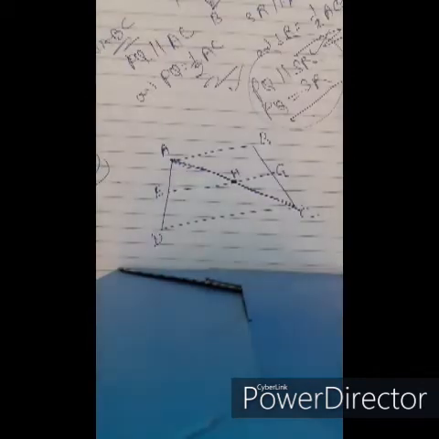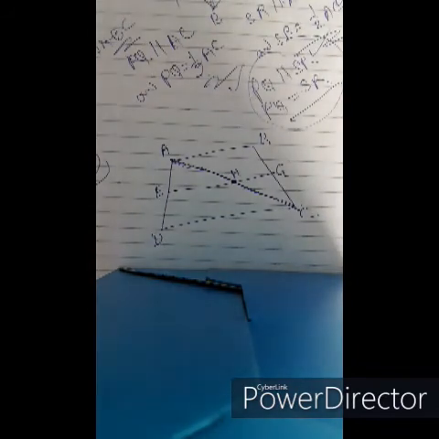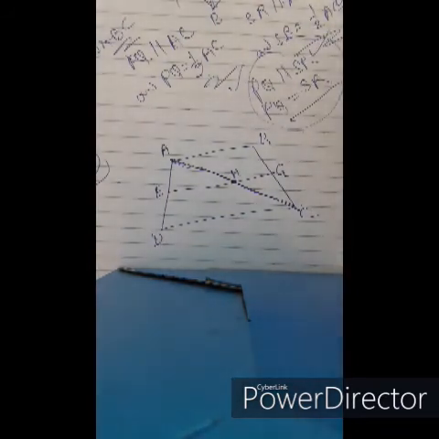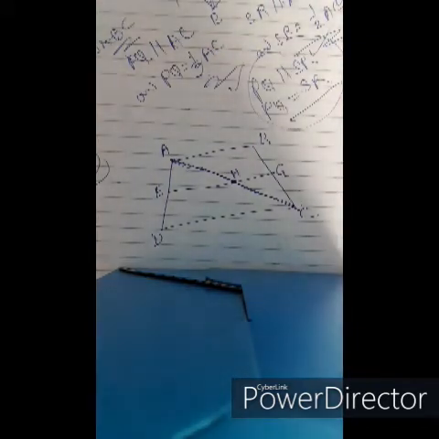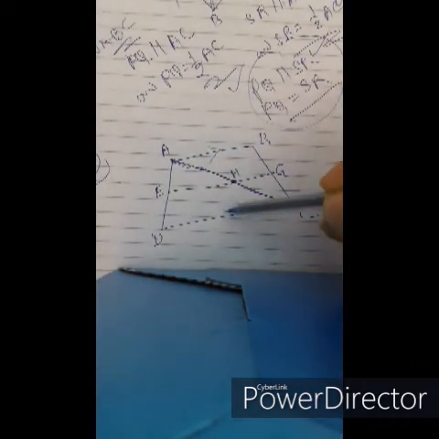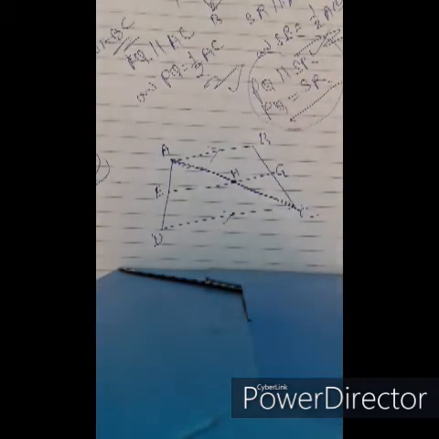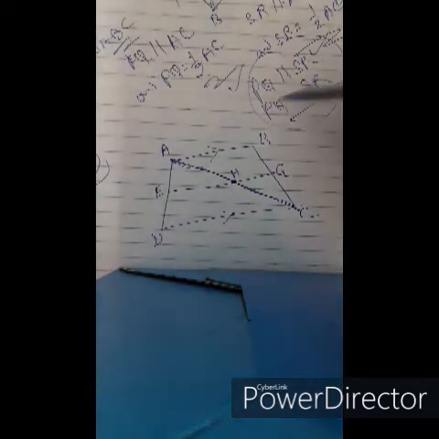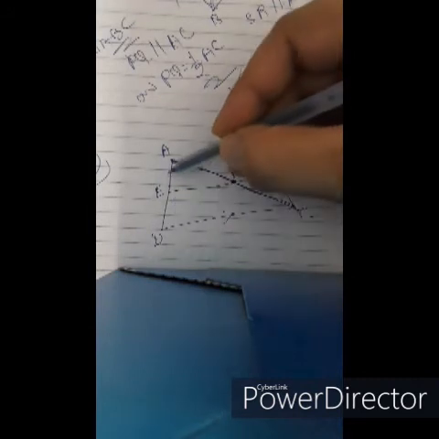Coming to the second problem, we have ABCD as a trapezium in which AB is parallel to side DC, and E is the midpoint of side AD, that makes AE equal to ED.